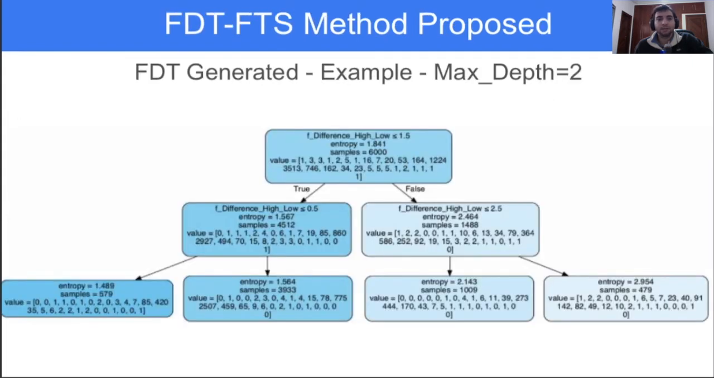Here we have an example of the FDT generated. We generate a FDT with max depth equal to 2. And that's just an example of the route, the path, and the leaf of the decision tree generated based on the fuzzified attributes.